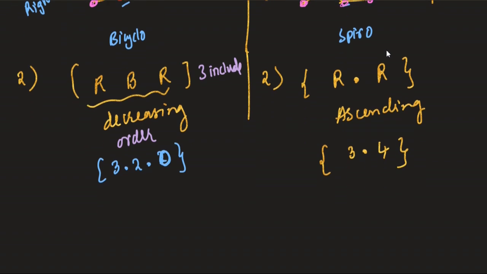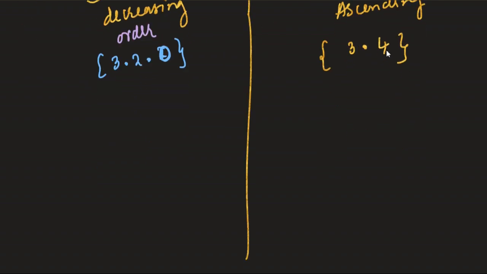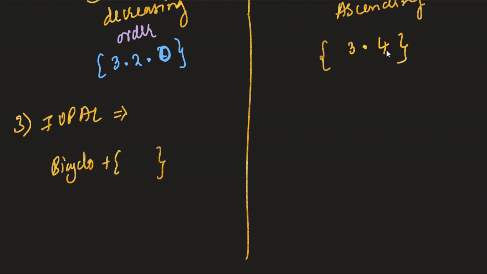I'm repeating again, there is no rule that you have to write ring, bridge, ring. Whatever you are including, include all three values but write them in decreasing order. Next, now coming to the third step, IUPAC. How to write the IUPAC name here? Bicyclo plus bracket path plus root word.